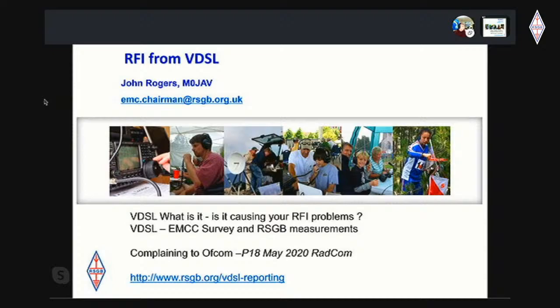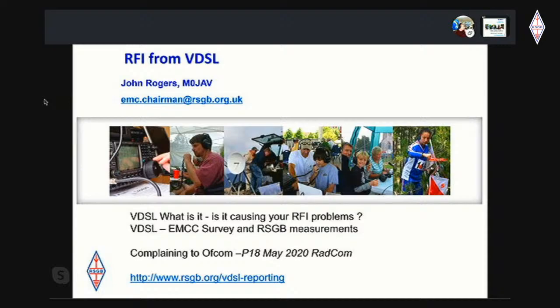What I'm going to do is to explain, first of all, what VDSL is and get you to try and find out whether it's causing you any radio frequency interference problems, then tell you a little bit about some of the historical work. And the real purpose of this is to urge you that if you have a problem, to complain to Radcom. Full details how to do that are on page 18 of the May 2020 Radcom.